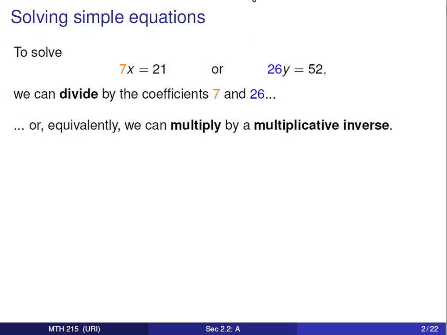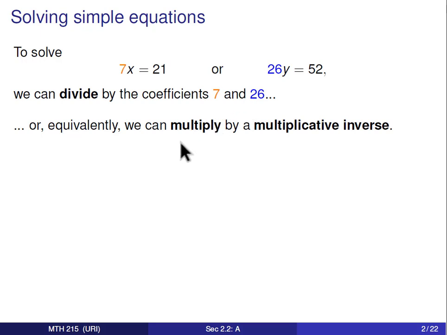And so I want to back up a little bit and take a look at some of the most simple algebraic equations you can run into. And this is just a constant times your variable equals another constant. So if you were to solve 7x equals 21 or 26y equals 52, most of us would, without thinking, just say we'll divide both sides of the equation by 7 or by 26. And dividing is something that's very useful to us.